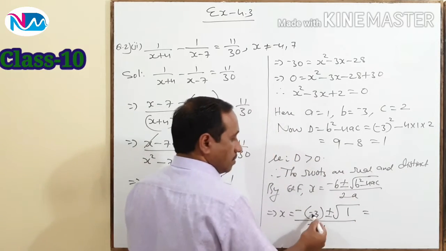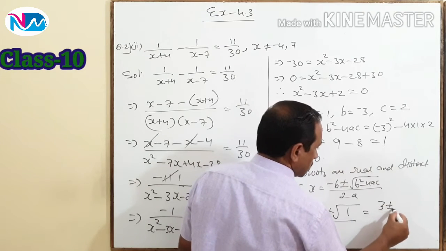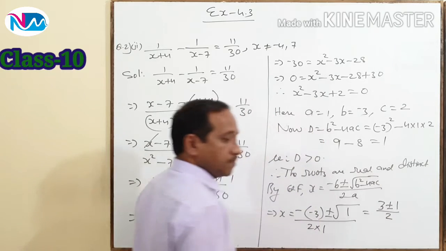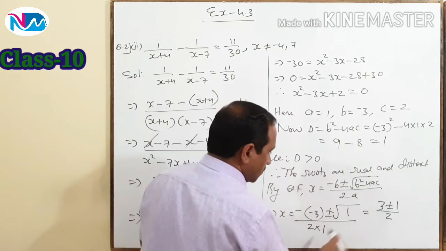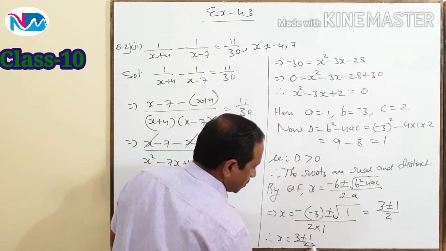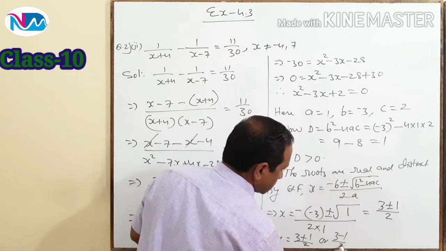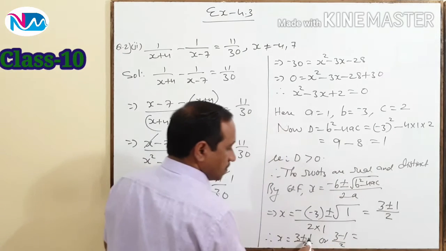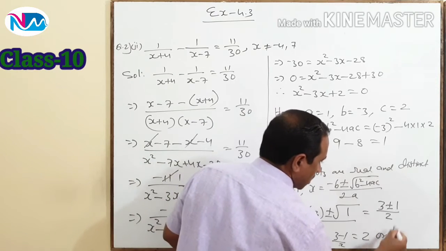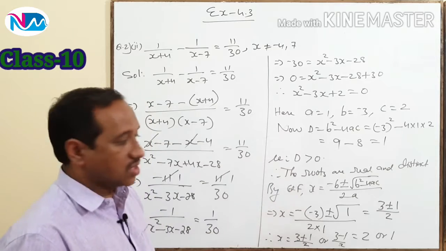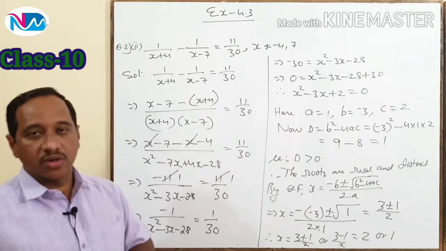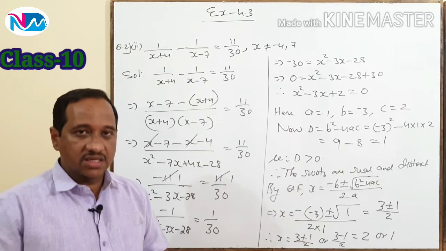So it is equal to minus minus, that is plus 3, plus or minus root of 1 is 1, divided by 2 into 1, 2. Now we have to separate the two different values of x. x is equal to 3 plus 1 by 2 or 3 minus 1 by 2, which is equal to 3 plus 1, 4 by 2, 2, or 3 minus 1, 2 by 2, that is 1. So the two values of x are 2 or 1. So this is how we can solve a quadratic equation by using the quadratic formula.